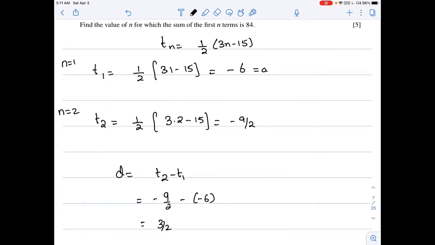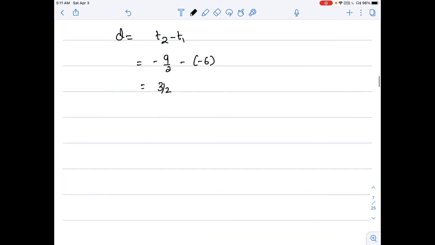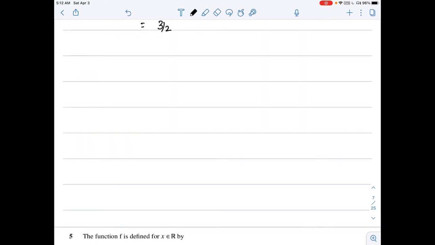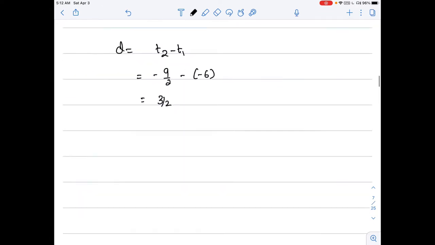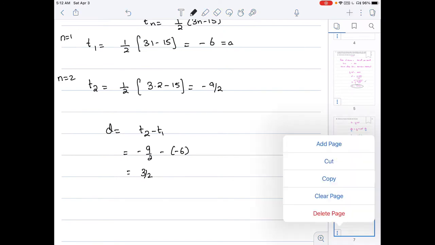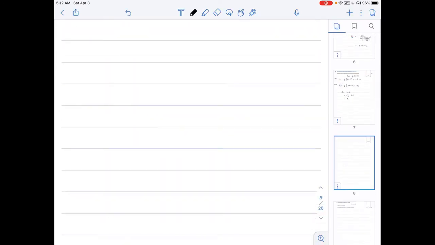Now the question is to find the value of n for which the sum of n terms is 84. So what is the question being asked? The question being asked is Sn is equal to 84. So let me create some space for this one because I want a full page. I'm adding a page over there. Sn is equal to 84.